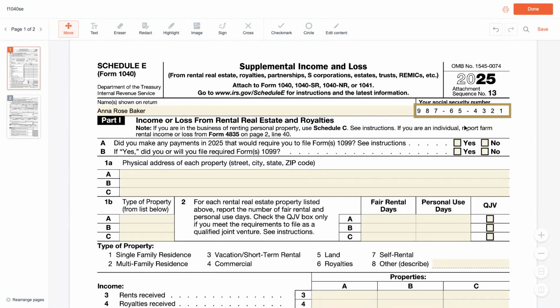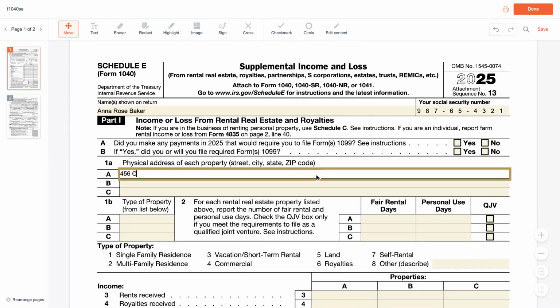In Part 1, enter the physical address of each rental property and its type, such as a single-family residence. You report up to 3 properties per Schedule E and answer questions about personal use and fair rental days.